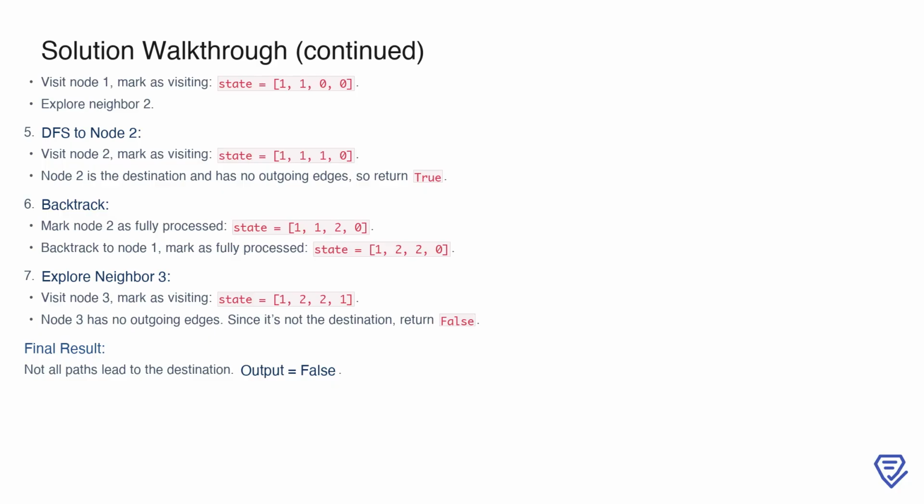Returning to node 0, we explore its other neighbor, node 3. We visit node 3, marking it as visiting, but find that it has no outgoing edges and is not the destination. This means the path to node 3 is invalid, so we return false for this branch. Since not all paths from the source lead to the destination, the output for this example is false.